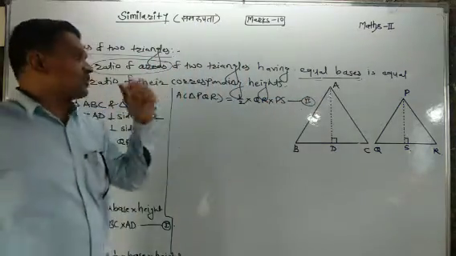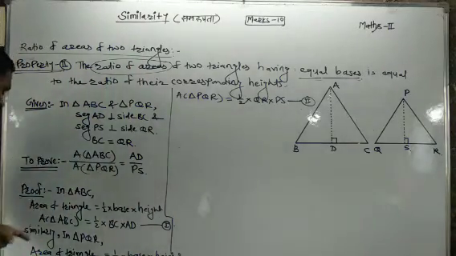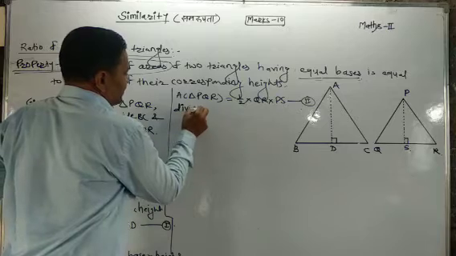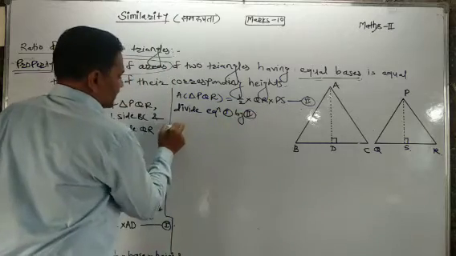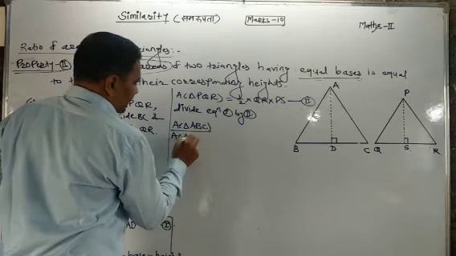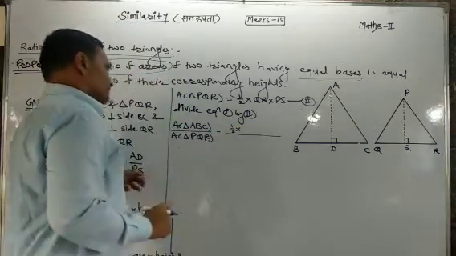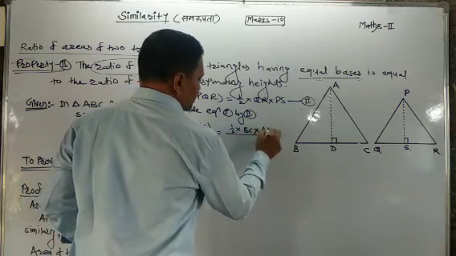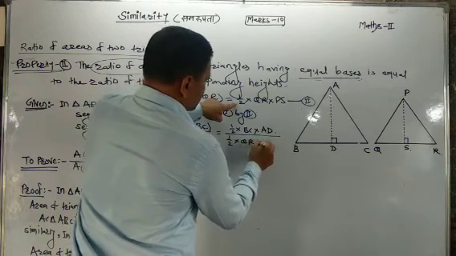Now divide equation first by second. We want to find the ratio of areas of two triangles. Understand? For that we must divide the area of the first triangle by the area of the second triangle. Divide equation first by second. We get area of triangle ABC divided by area of triangle PQR equal to 1/2 into base BC into AD divided by 1/2 into QR into PS.